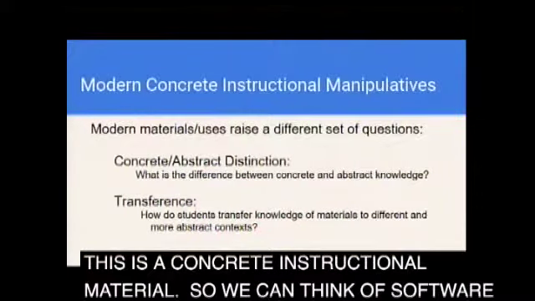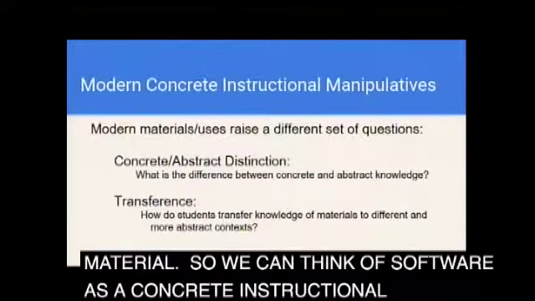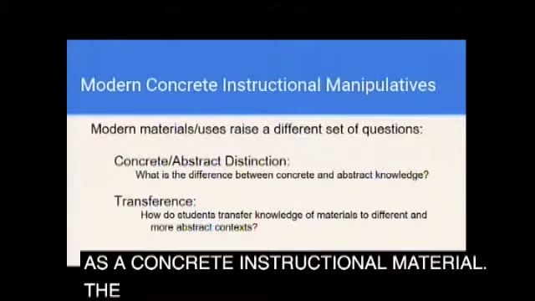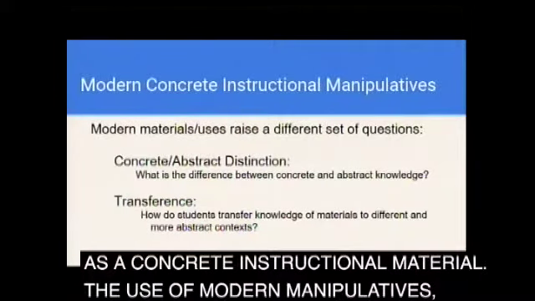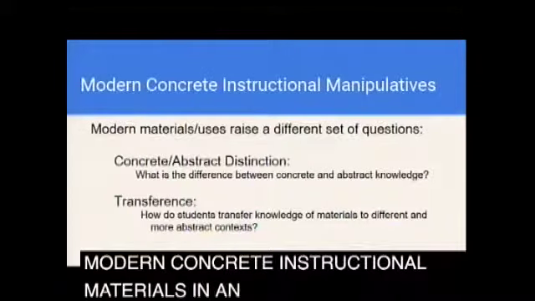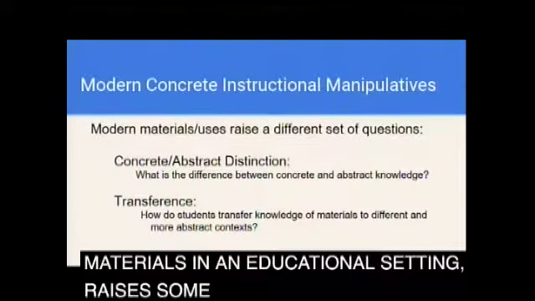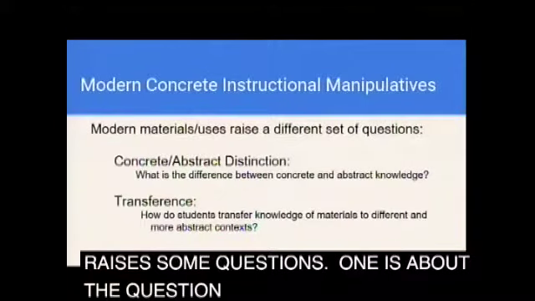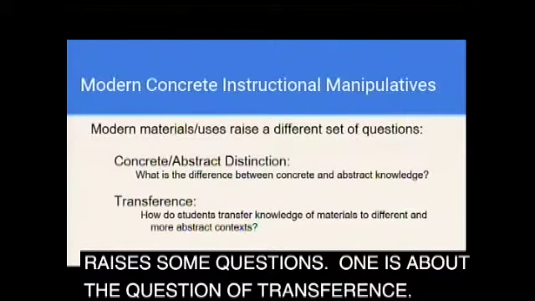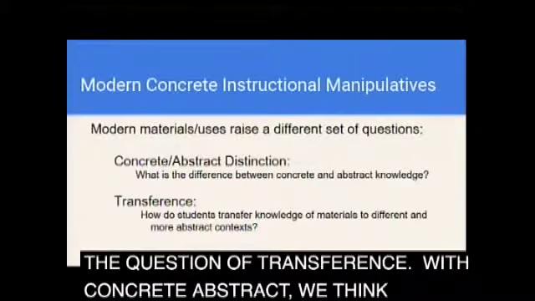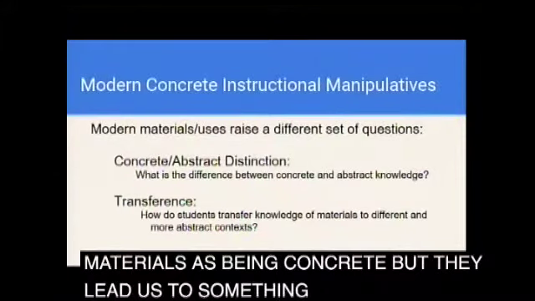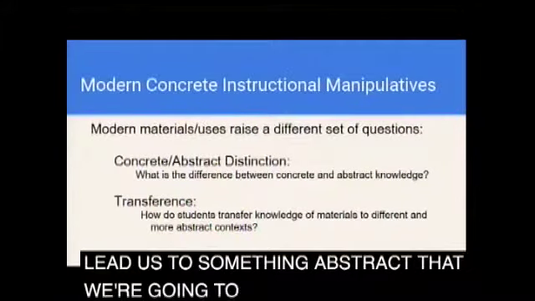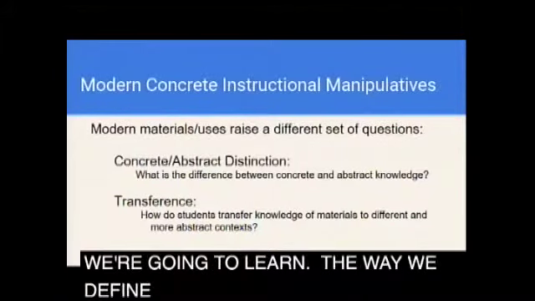The use of modern manipulatives, modern concrete instructional materials in an educational setting raises two important sets of questions. And one is around this concrete abstract distinction, and the other is about the question of transference. So with the concrete and abstract distinction, right, we think of the materials as being concrete, but they're leading us to something that's abstract that we're going to learn. And then, of course, the way that we define concrete and abstract sort of sets up the way that we approach the problem of transference. Right? How do we move from one to the other?